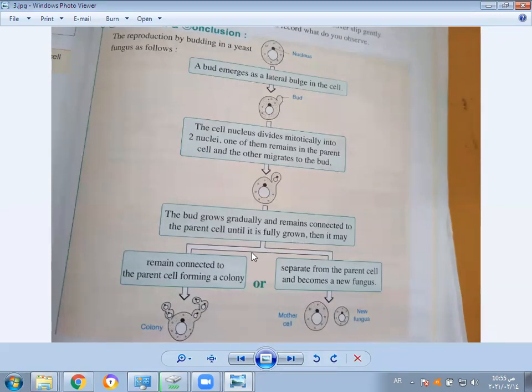After that, we have two possibilities. First one, the bud remains connected to the parent cell, forming a colony. This is a colony. Or the bud separates from the parent cell and becomes a new fungus. It may remain connected to the parent cell or separate from the parent cell.